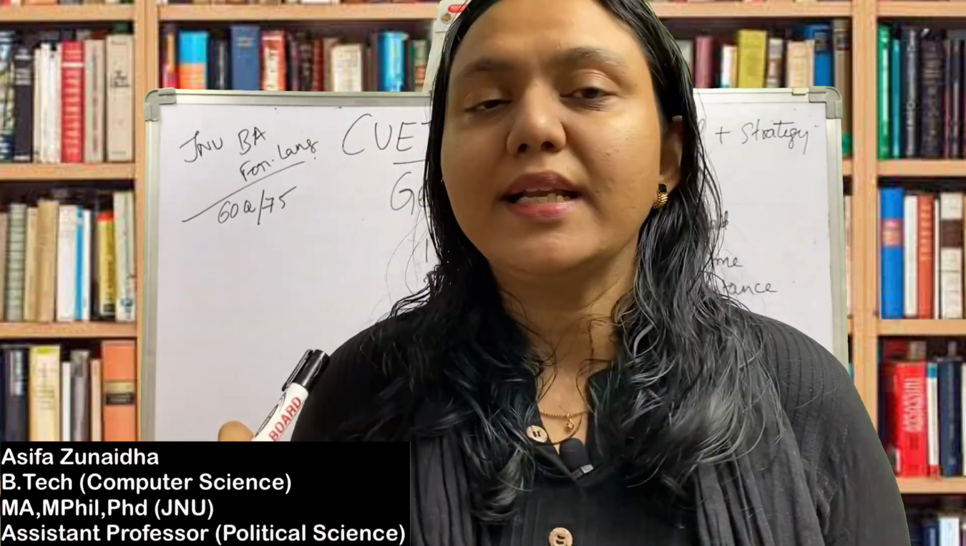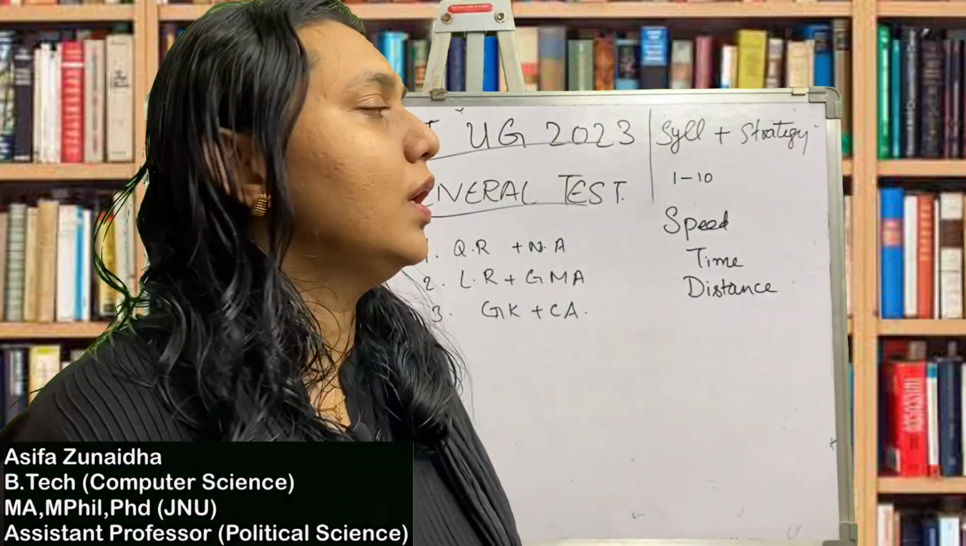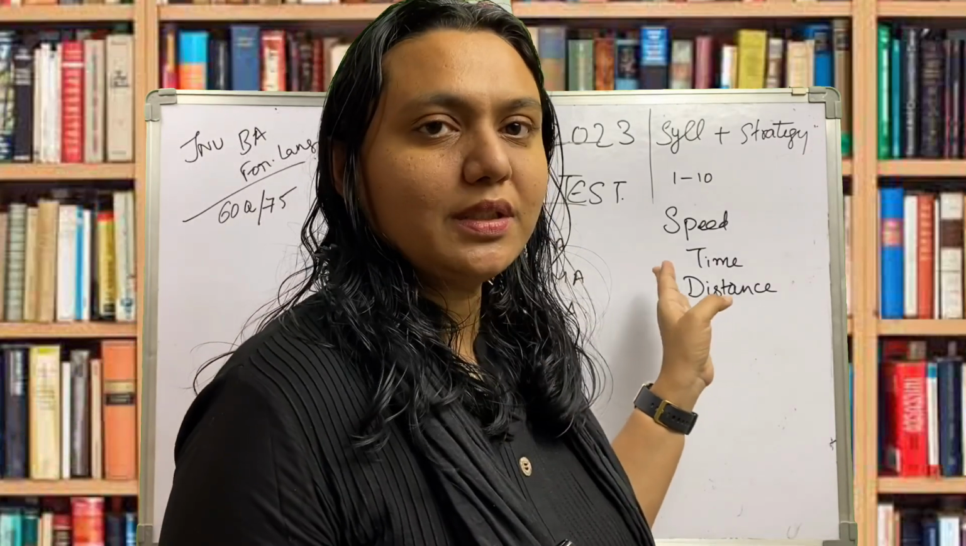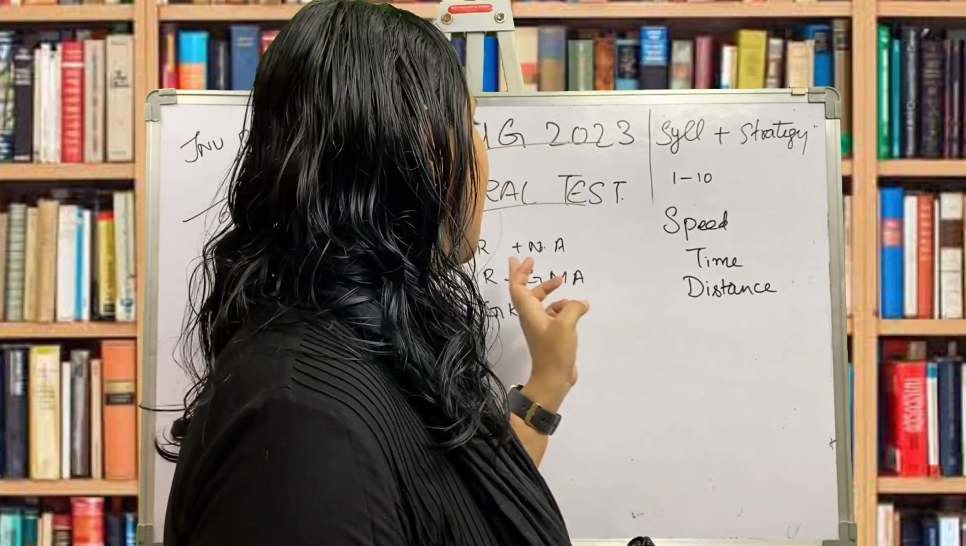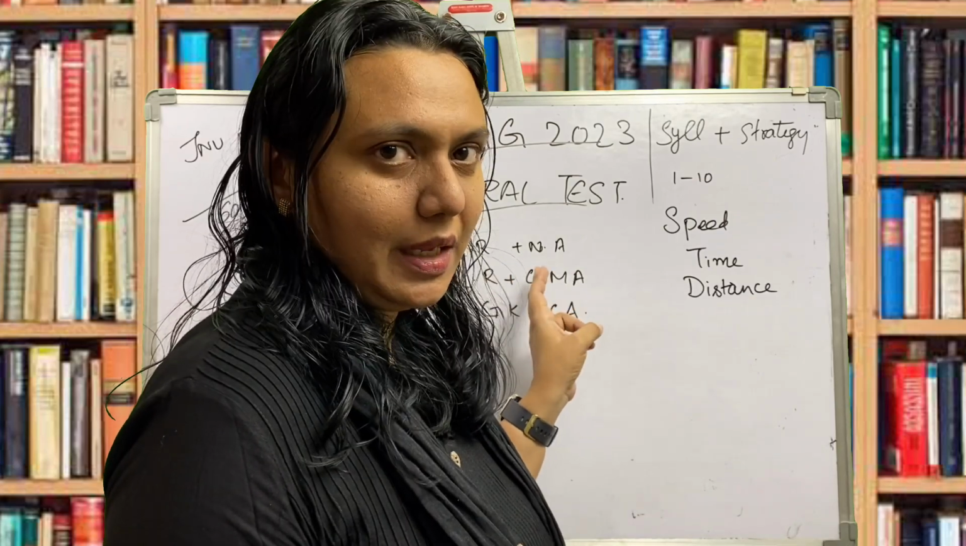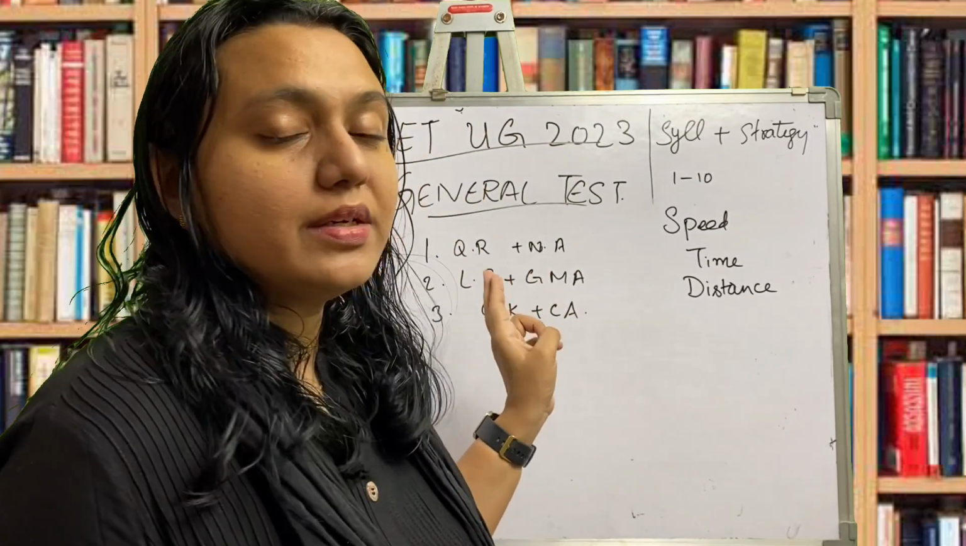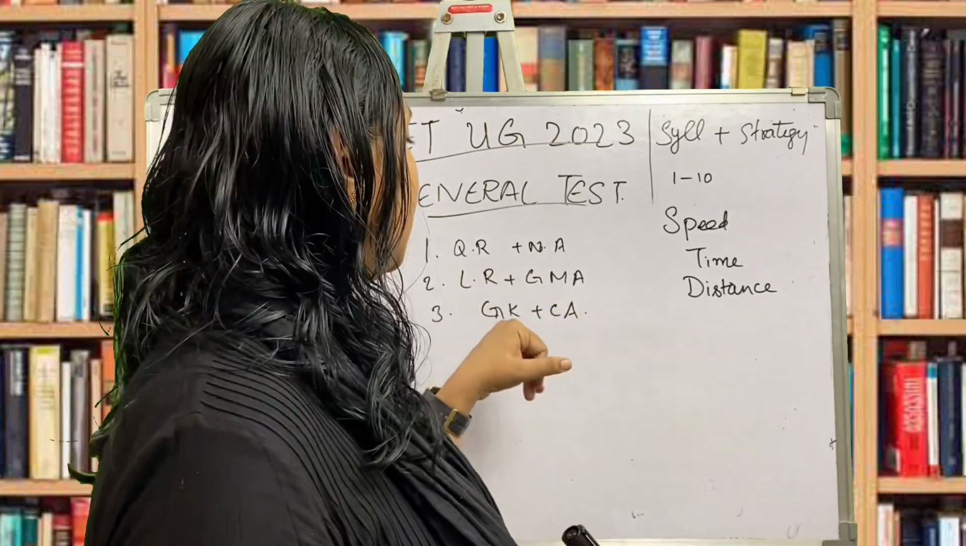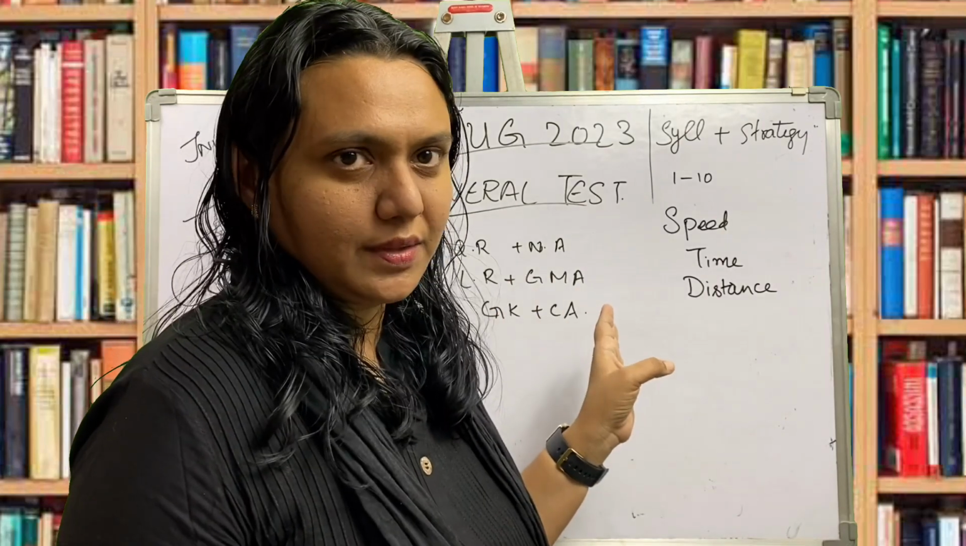So for general test, in the last video I had discussed with you, there are three categories which we can put the syllabus into. The first is the quantitative reasoning and numerical ability. The second is the logical reasoning and general mental ability. And the third is the general knowledge and current affairs.